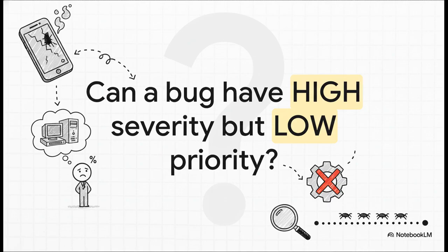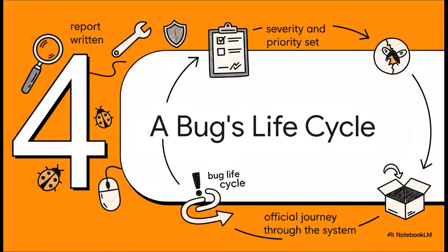So that leads to a really interesting question. Can something be super severe but still be a low priority to fix? And the answer is absolutely, yes. Imagine a bug that makes the entire app crash. That's high severity, for sure. But what if it only happens on a 10-year-old phone that like 0.01% of people are still using? The business might look at that and say, you know what, it's a low priority for us to fix right now.